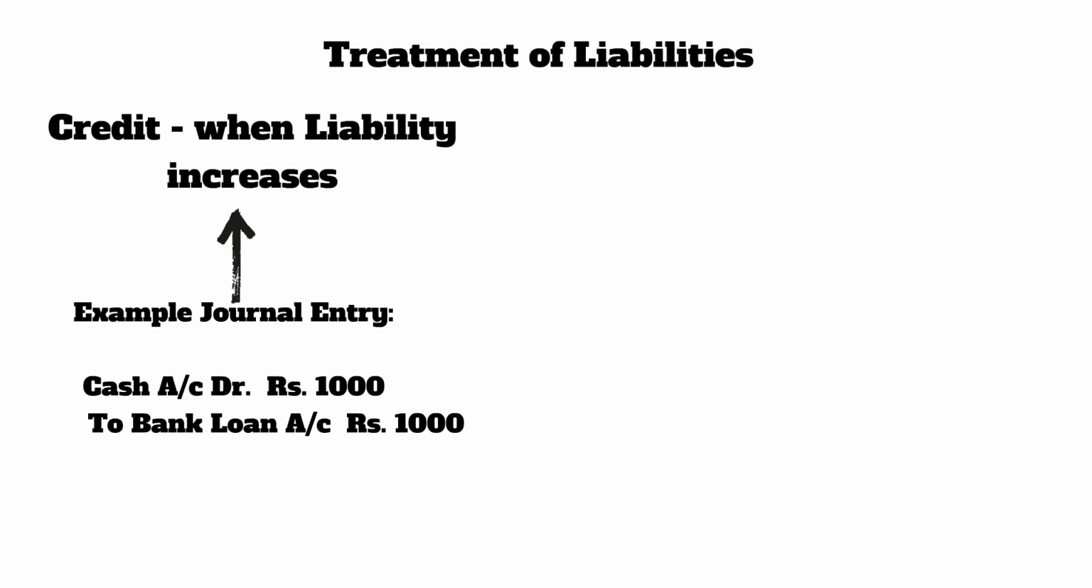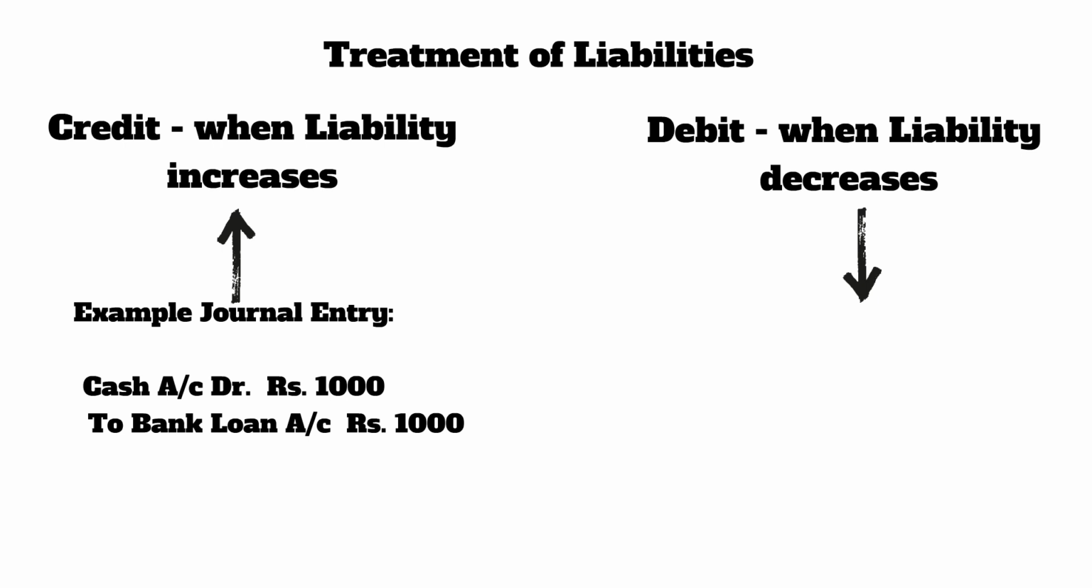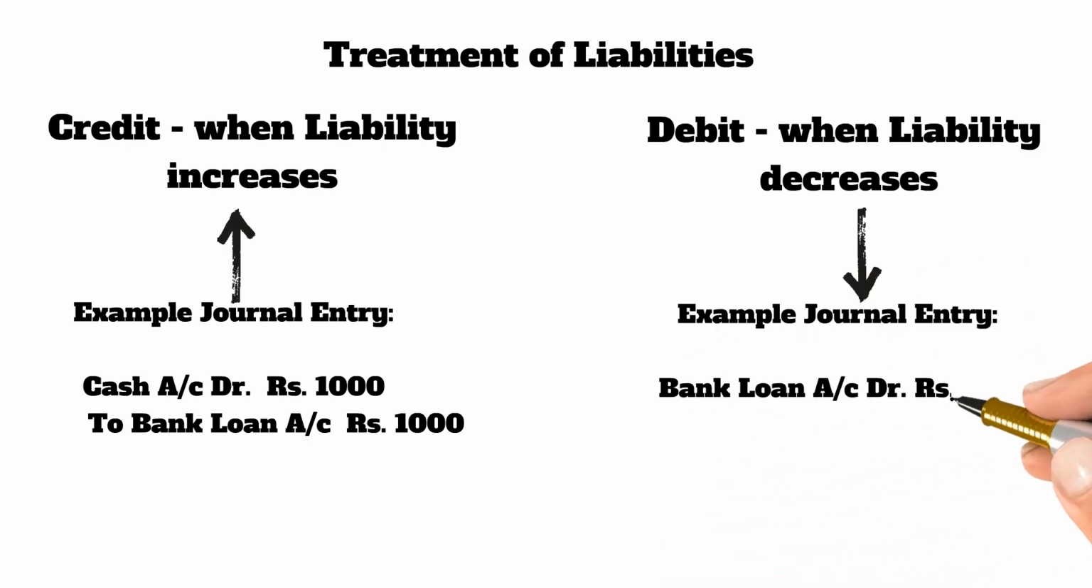The opposite logic also works in the treatment of liability, that is, debit when liability decreases. Which means when liability is reducing in the business operations or in the books of accounts. So here is an example journal entry for the same. Bank loan account debit rupees 500 to cash account rupees 500. In the previous example, cash account debit rupees 1000 to bank loan rupees 1000. Here you are going to debit bank loan account in case you're making the payment towards the liability. In case you make payment towards the liability, the liability is going to decrease in the business. So here bank loan is the liability which is decreasing in the business.